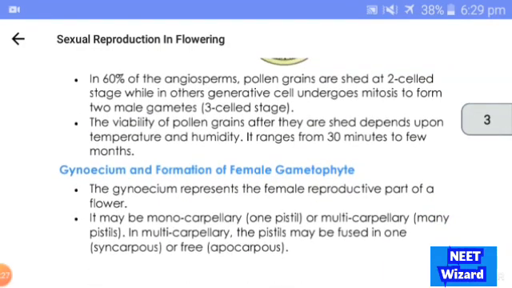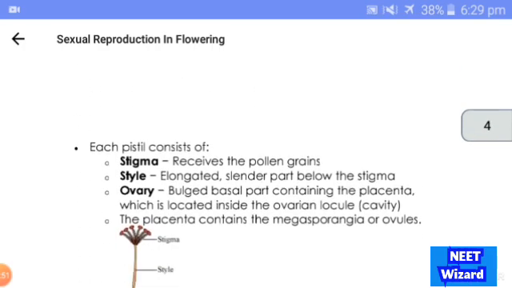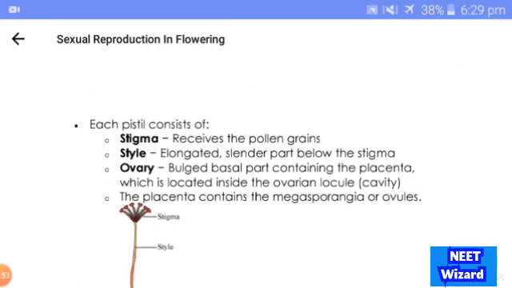Gynoecium and formation of the female gametophyte. The gynoecium represents the female reproductive part of a flower. It may be monocarpellary, one pistil, or multicarpellary, many pistils. In multicarpellary gynoecium, if the pistils are fused it is known as syncarpous, and if the pistils are free it is known as apocarpous. Each pistil consists of a stigma, style and ovary.